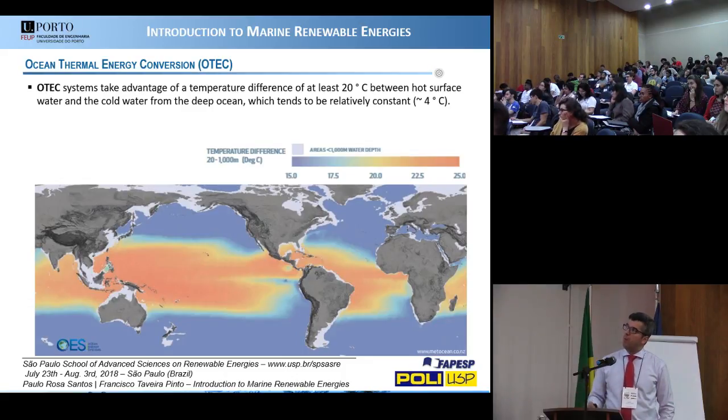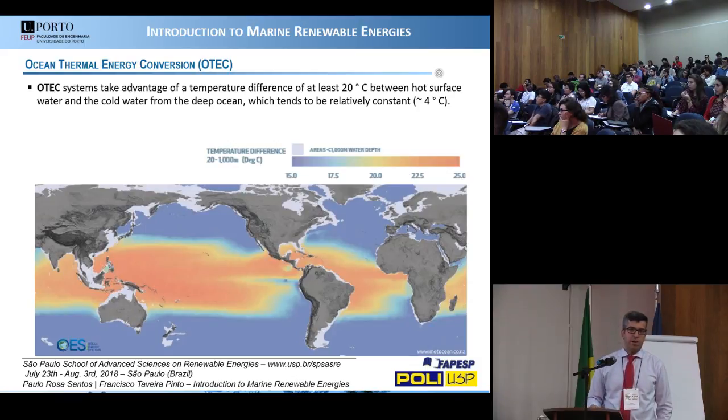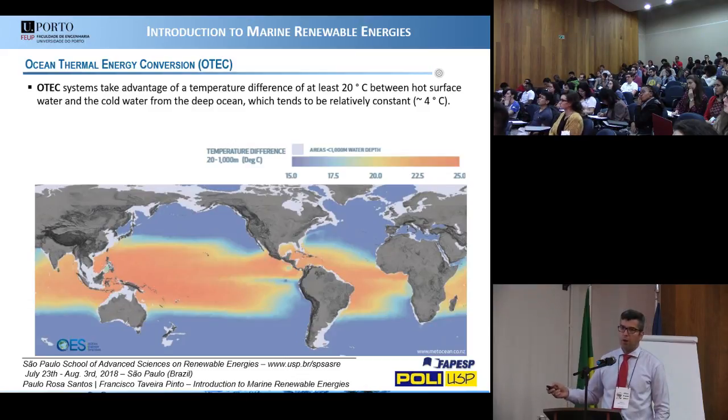So this type of technologies take advantage of the temperature difference between the surface and the water nearby the bottom. And that difference should be at least 20 degrees. So we can see here that the most interesting locations to harness this resource are these locations here. So the locations where you see the yellow and orange or red color.